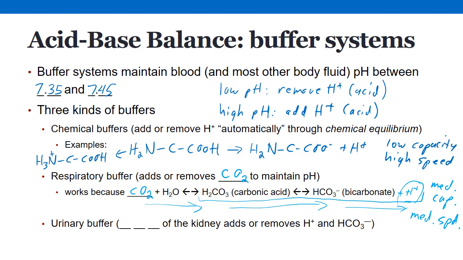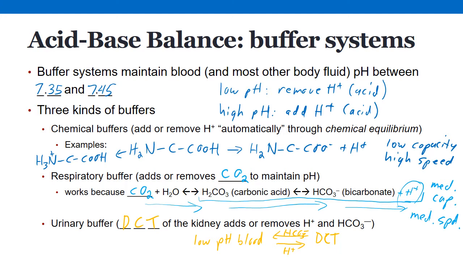Finally, the urinary buffer. In the urinary buffer, the distal convoluted tubule of the kidney adds or removes H plus and bicarbonate in opposite directions. So if your blood is too low in pH, it's got too much acid, then the DCT is going to reabsorb HCO3 minus and it's going to secrete H plus.